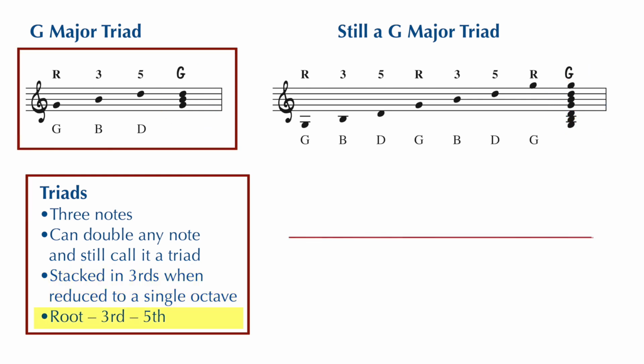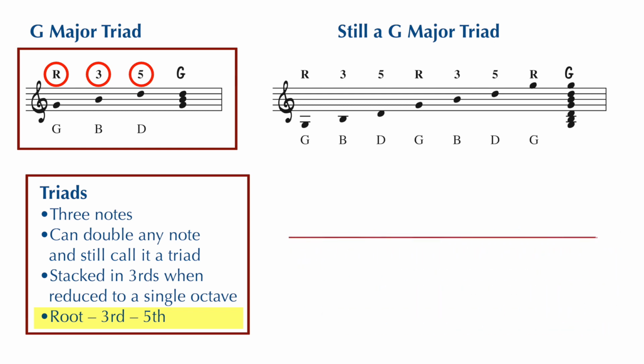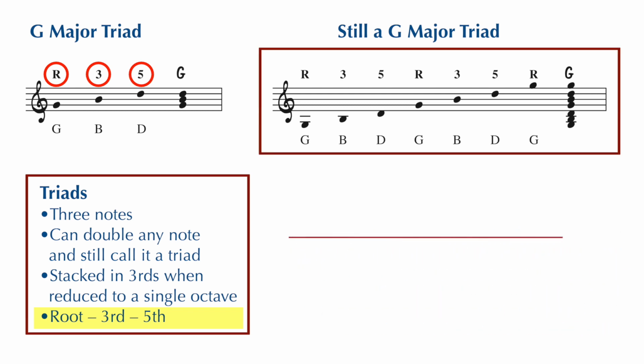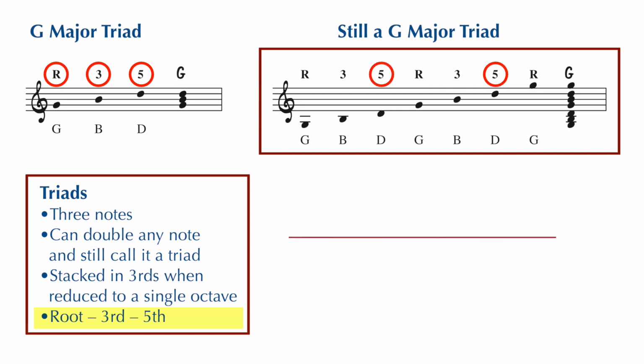The parts of a triad are labeled root, third, and fifth. The root is the note the chord is built on, and the other 2 notes are the interval of a third and a fifth above the root. And that's how they function no matter what octave they're in. So any G in this G chord is going to be labeled as a root, any B is going to be labeled as the third, any D will be labeled as the fifth.